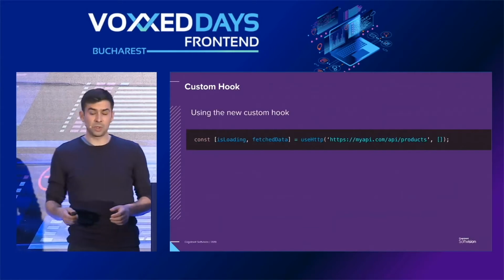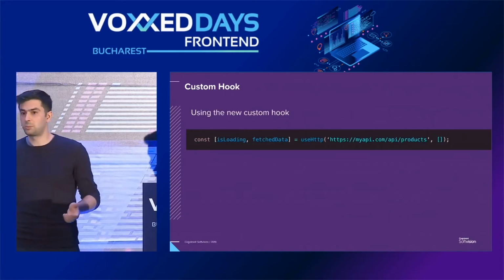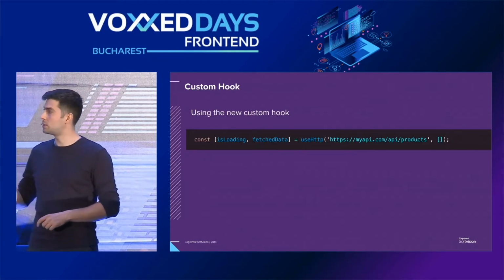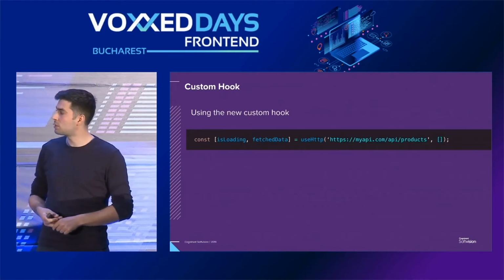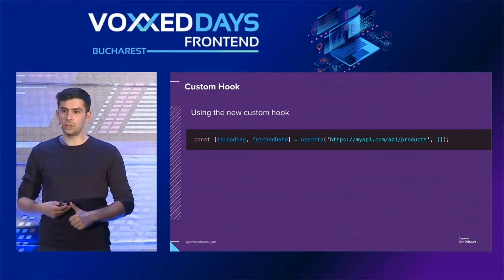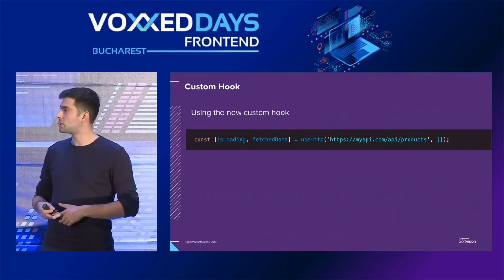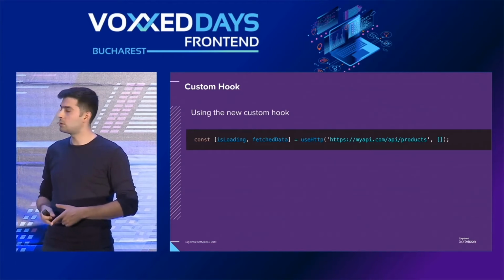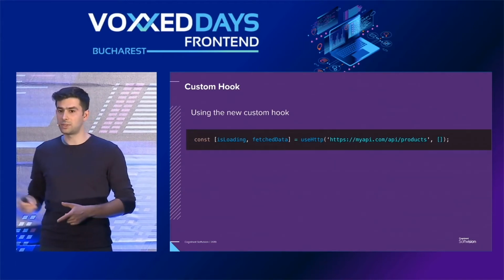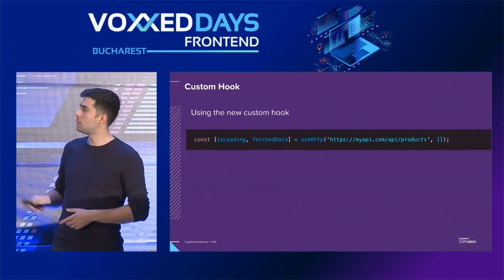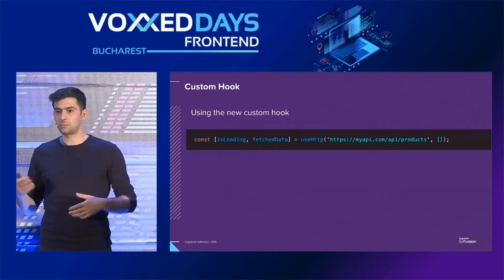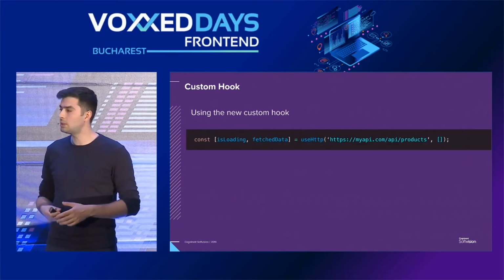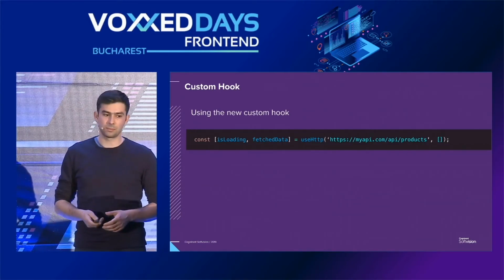Okay, how can we use it? It's pretty simple. We are destructuring the array that is returned by the useHttp hook. We are getting the isLoading property and the fetched data if we got it. And we are passing only the URL and the list of dependencies. So if, in our case, the list of products would depend on something like a checkbox or something like that that needs to be updated, we can pass that as a dependency.